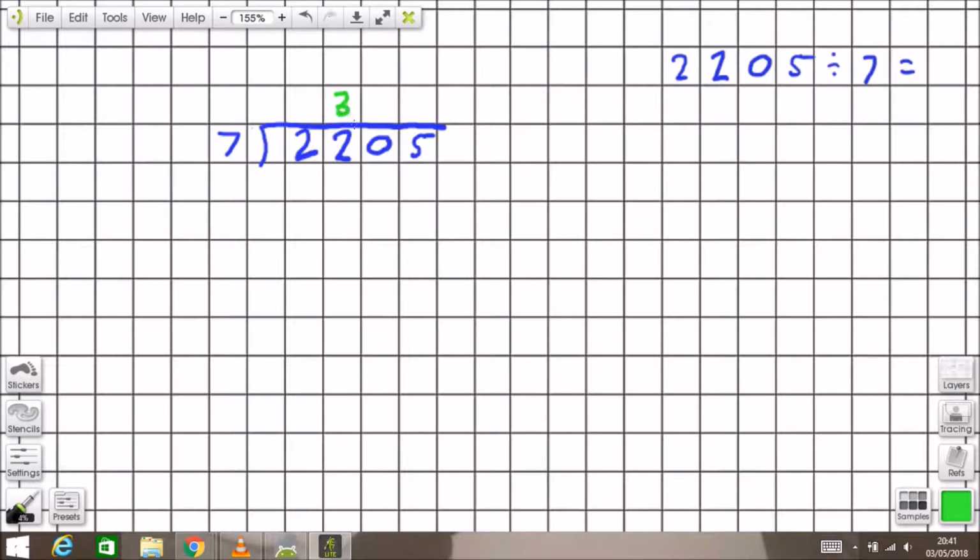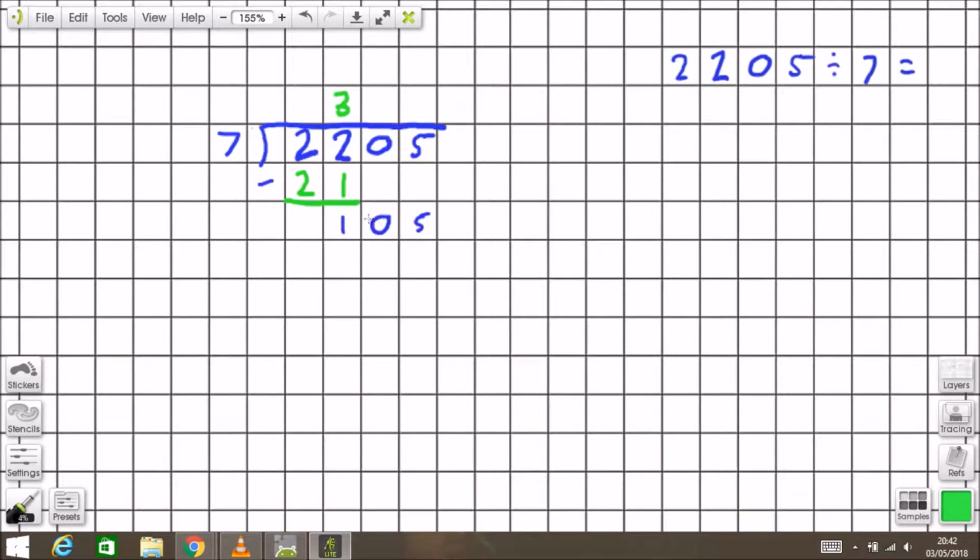Since that doesn't work, we know that 7 goes into 22 3 times, because 3 times 7 is 21. We're going to subtract that from our original number. 22 minus 21 is 1, and we'll bring down the 0 and the 5. And then we're going to repeat.